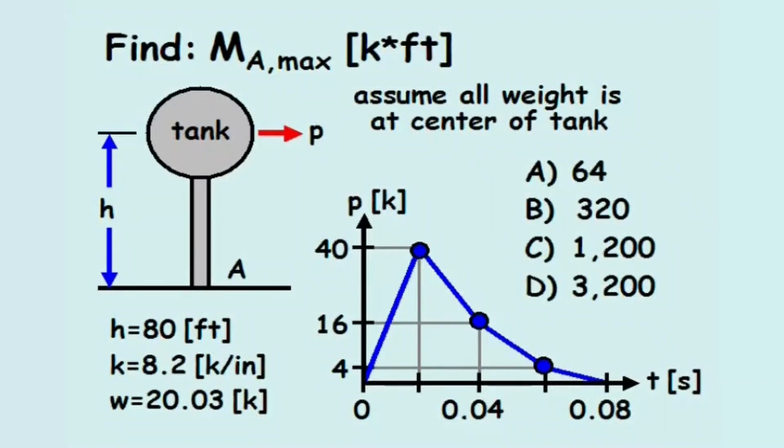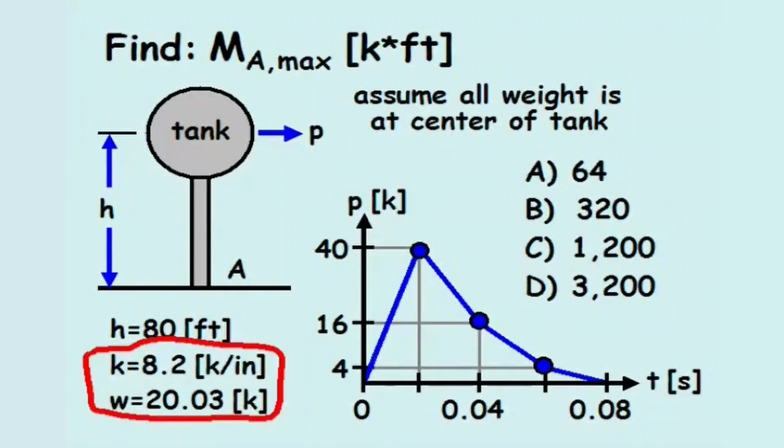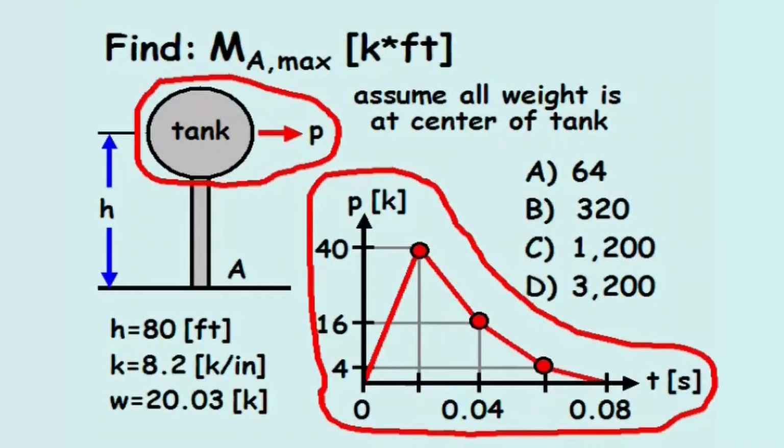Find the maximum moment at point A in kip feet. In this problem, the height to the center of an elevated water tank measures 80 feet. For the tank, the lateral stiffness, K, and the weight, W, are also provided. The tank experiences a lateral force, P, which is characterized by the plot as a function of time.